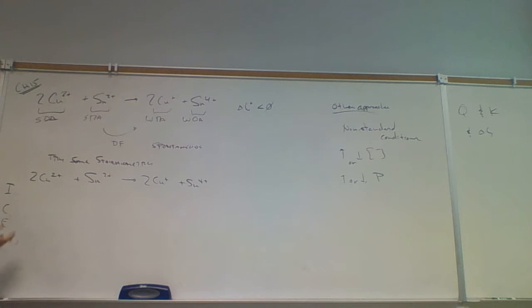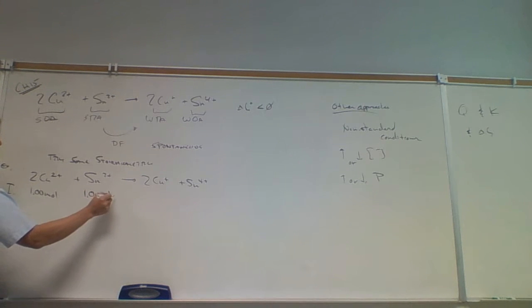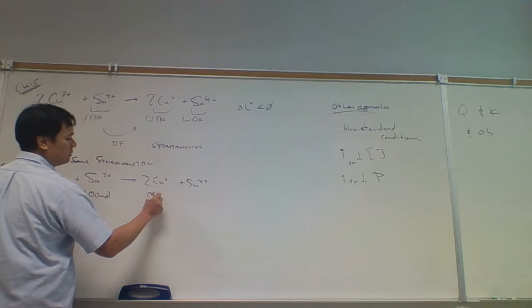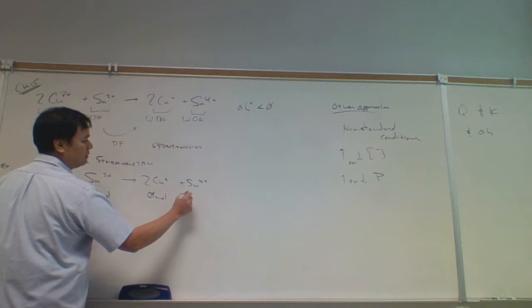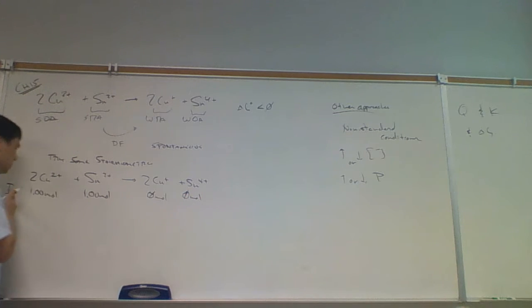And I'm just going to pick some, this is just an example. Let's say I start off with 1.00 moles of copper 2 and 1.00 moles of tin 2. And so this is just your standard stoichiometry problem. You have some amount of reagent 1 and some amount of reagent 2, and then there's no product here. So nothing's reacted yet. And so this is what we call the initial of what we're given.